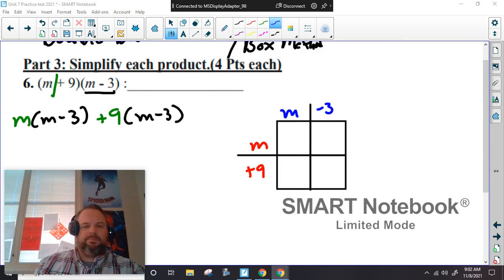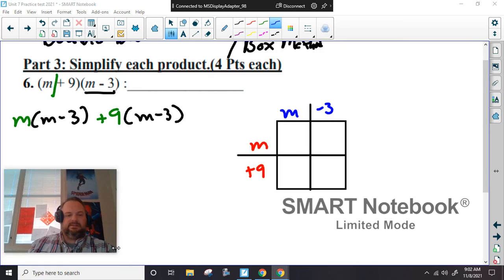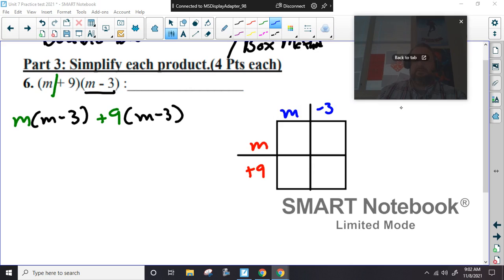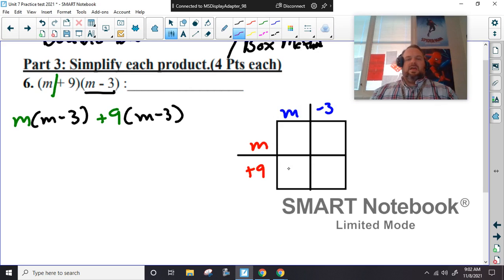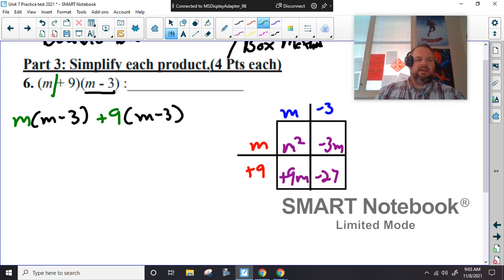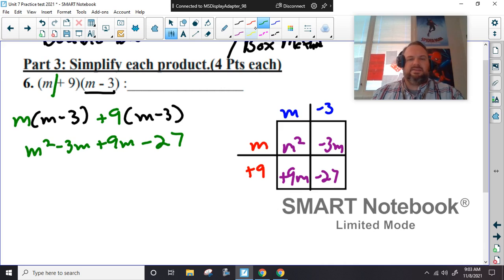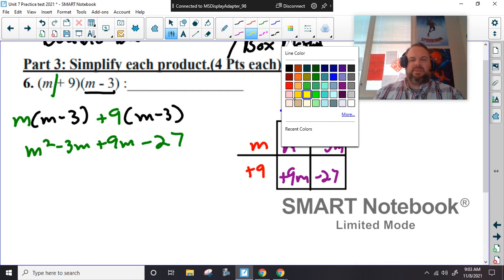So I need to shrink my face. Normally that's a bigger thing. M squared minus 3m. And again, either way, it doesn't matter which way we do it. We should end up with this in the end.